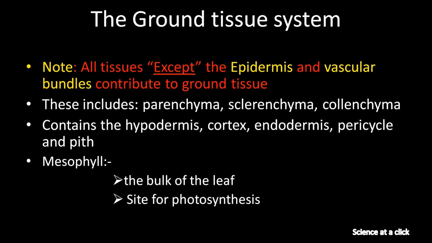Also, mesophyll is present. Mesophyll is a thin walled, chloroplast containing cell, and since it has a large number of chloroplasts, it is the only tissue which is present in bulk in the leaf, and it is the site of photosynthesis, that is, preparation of food.